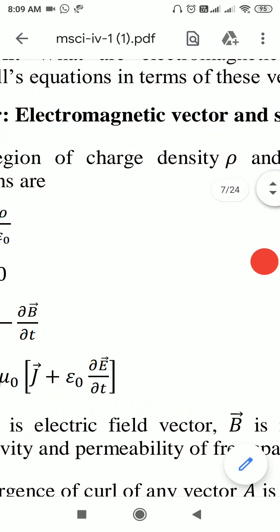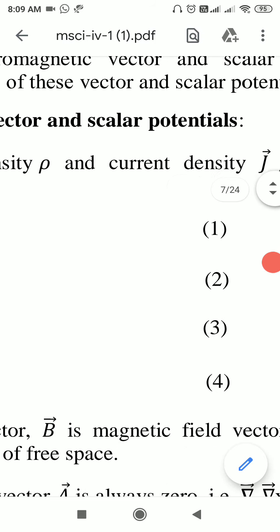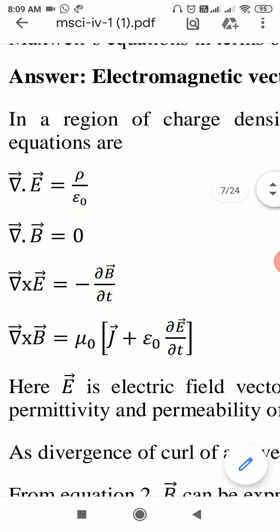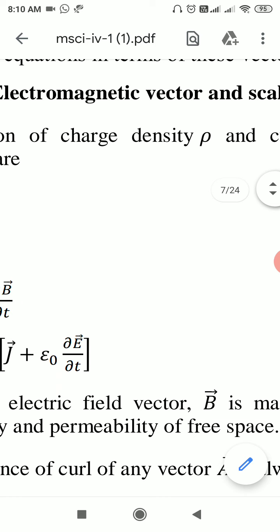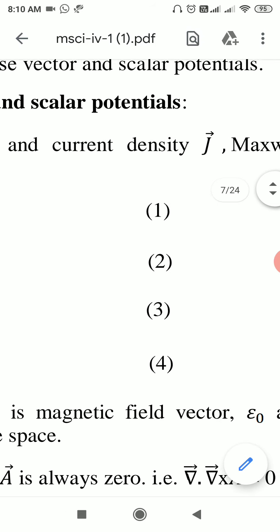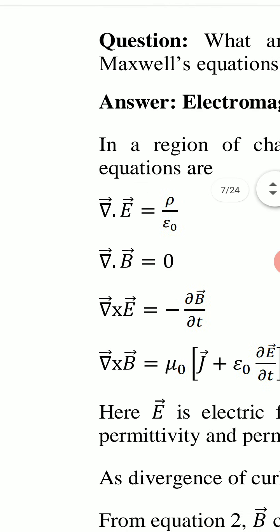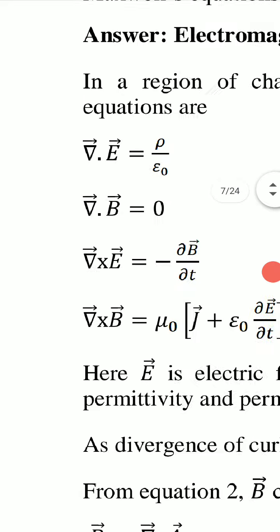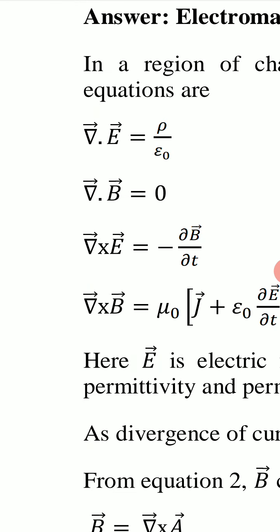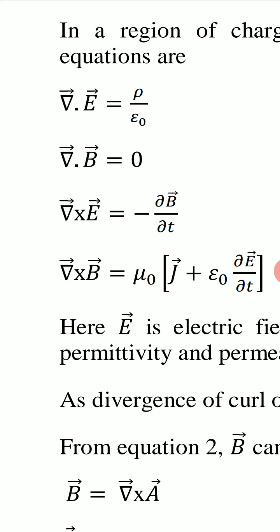Next topic is electromagnetic vector and scalar potentials. In a region of charge density ρ and current density J vector, Maxwell's field equations are. There are four Maxwell's equations. First is del dot E equal to ρ upon ε0. Second is del dot B equal to 0. Third is del cross E equal to minus ∂B upon ∂t. And fourth is del cross B equal to μ0 into J plus ε0 ∂E upon ∂t.